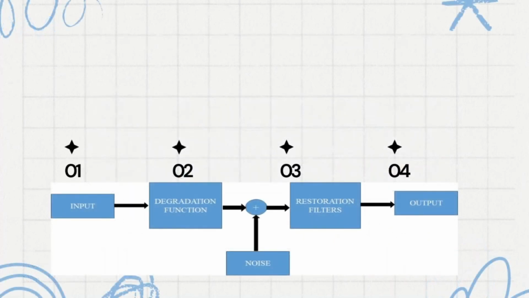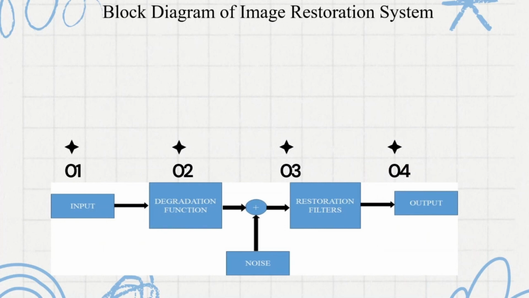Next, it is the block diagram of image restoration. An image restoration block diagram typically focuses on recovering a degraded image back to its original state. Firstly, it is the input, which is an input image. This block represents the degraded image that needs restoration.